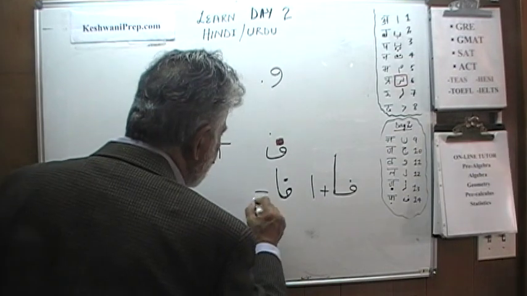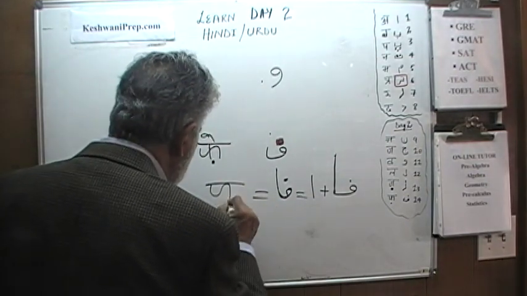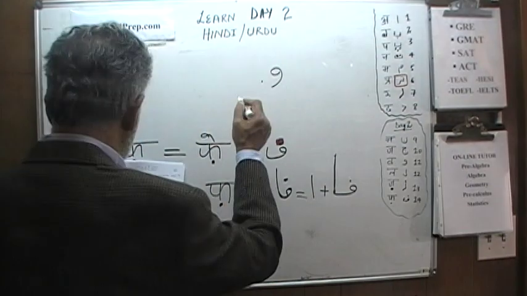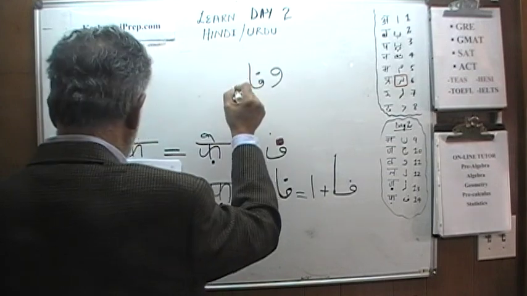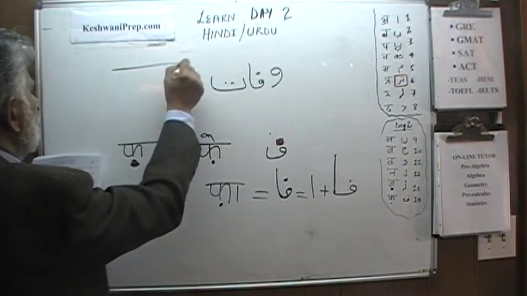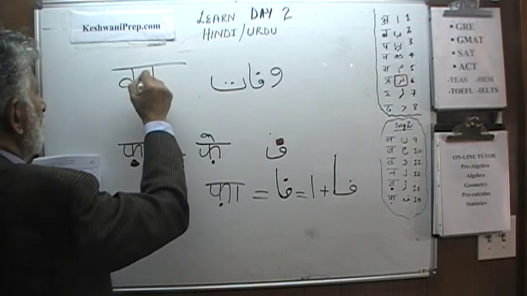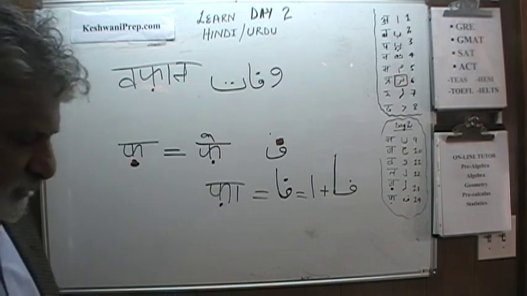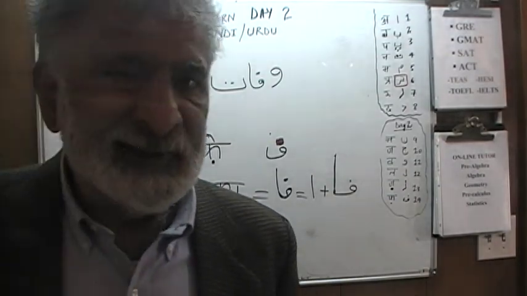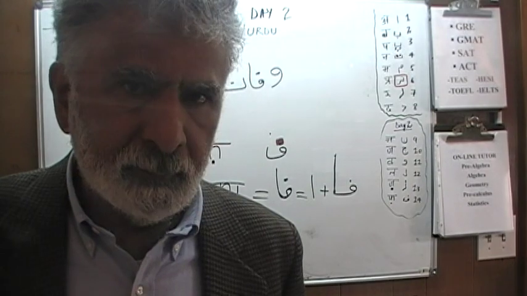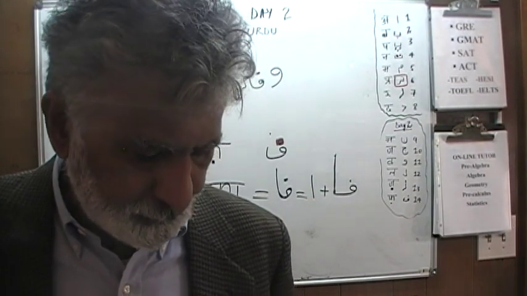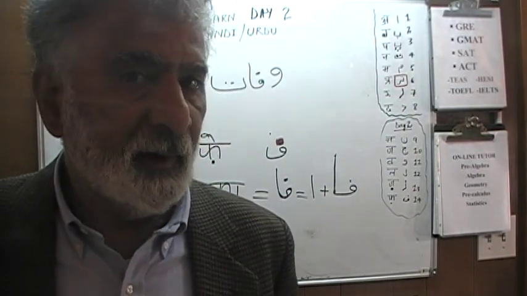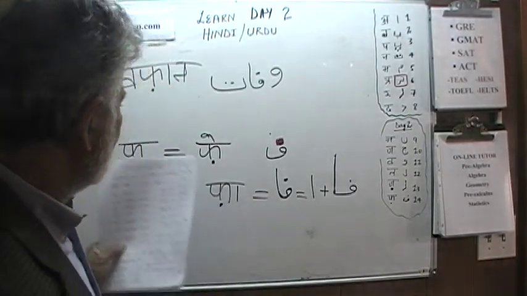Fa. This is fa. Wafat, wafat. Wafat is the passing away of somebody. Somebody dying. Passing away, a death. Wafat. Unki wafat ho gayi. He passed away. Mere walid ki wafat ho gayi. My father passed away. Let's do one last one, shall we?